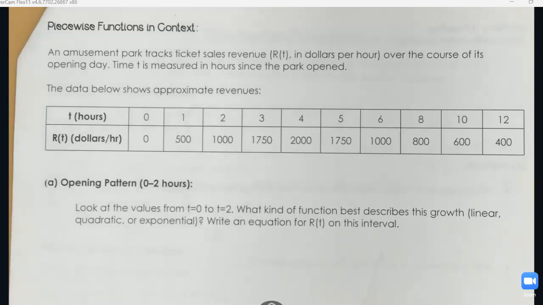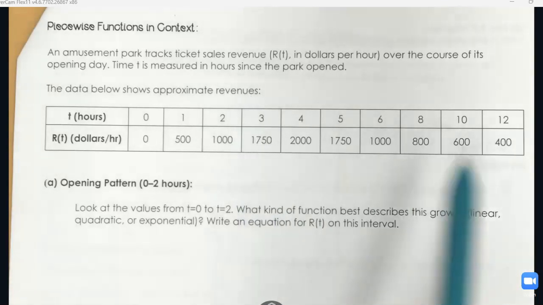All right, we are continuing with that final problem from our piecewise function notes. We are going to be writing the equations when we don't have the graph, we just have data. So in this case, we've got an amusement park that's tracking its ticket sale revenue in dollars per hour over the course of opening day.